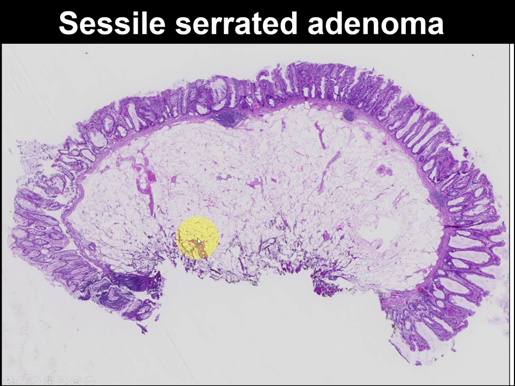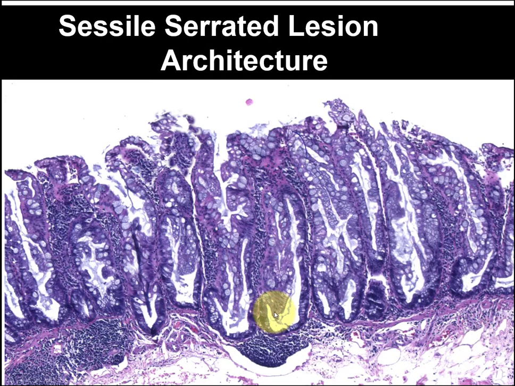As I said, they tend to be larger, they tend to be right-sided. So this low power appearance is helpful. Notice the marked dilatation of the crypts. You could also see some serrations right here. Let's take another look. This is the classic appearance of a sessile serrated lesion.